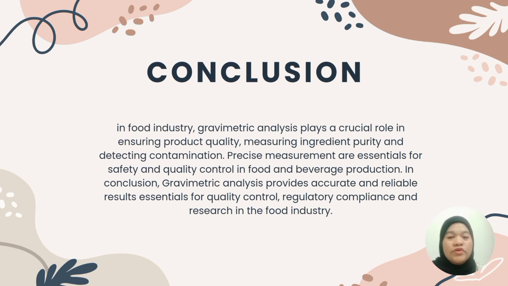Lastly is the conclusion. In the food industry, gravimetric analysis plays a crucial role in ensuring product quality, measuring ingredient purity, and detecting contamination. Precise measurements are essential for safety and quality control in food and beverage production. Gravimetric analysis provides accurate and reliable results essential for quality control, regulatory compliance, and research in the food industry.